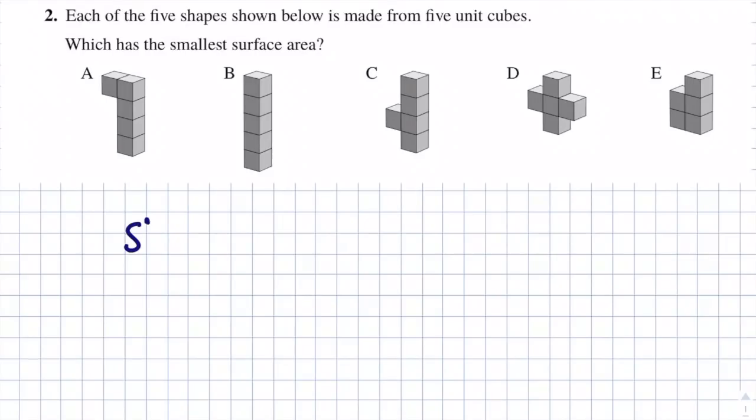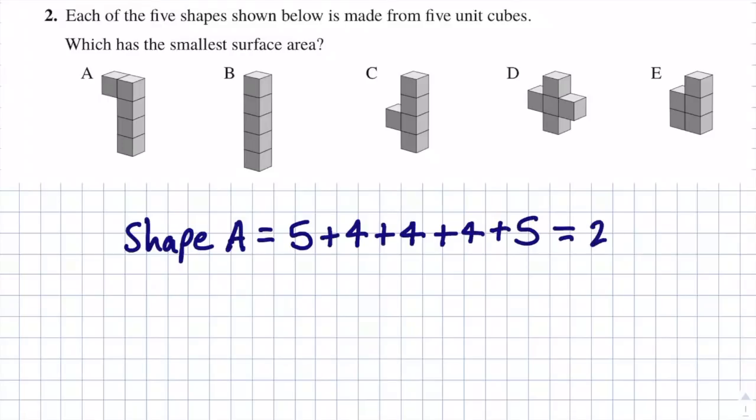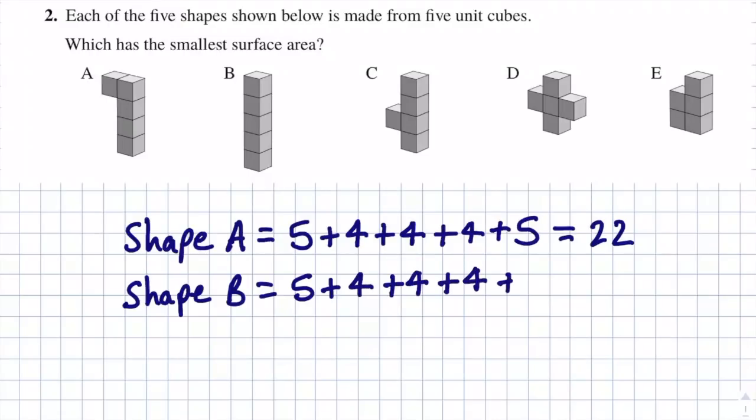So shape A, the first cube has 5 faces, the second cube has 4 faces, the third cube has another 4 faces, the fourth cube has another 4 faces, and the fifth cube has 5 faces. So that gives us an answer of 22. Shape B, first cube has 5 faces, the second cube has 4 faces, the third cube has 4 faces, the fourth cube has 4 faces, and the fifth cube has 5 faces. So again, that's got a total number of faces of 22.